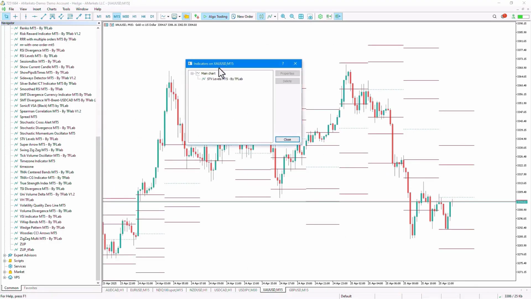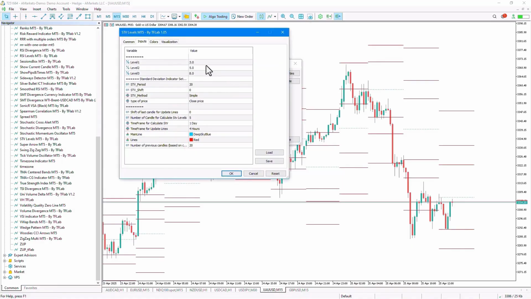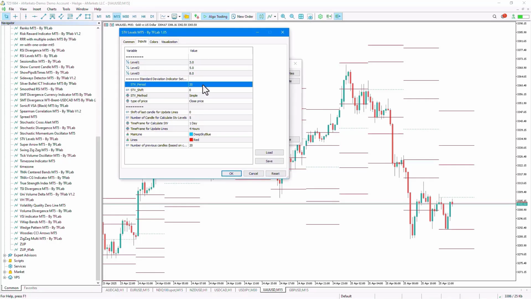In the settings section, under the input part, there are options available for us, with the first part being the coefficient of level 1, which is the farthest level from the central level. In the second part, there is the coefficient of level 2, and in the third part, there is the coefficient of level 3, which is the closest level to the central level. In the next section, we can set the standard deviation period.